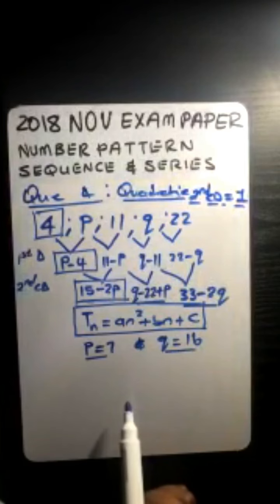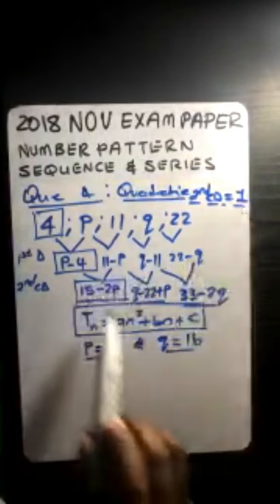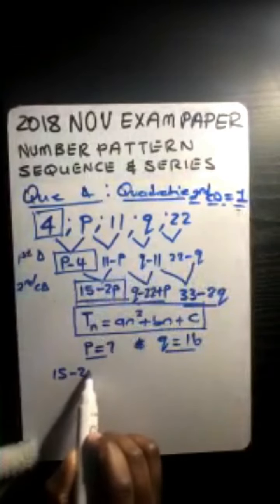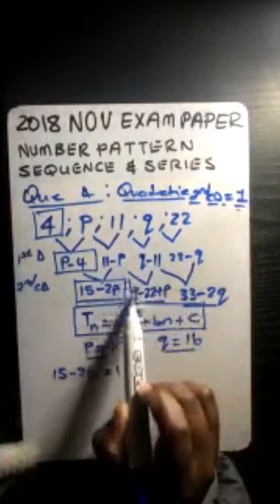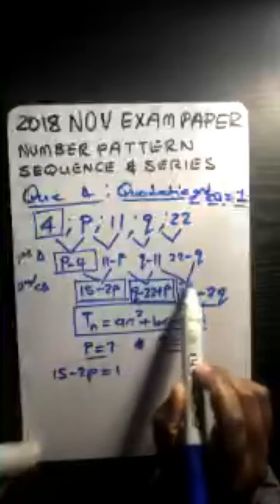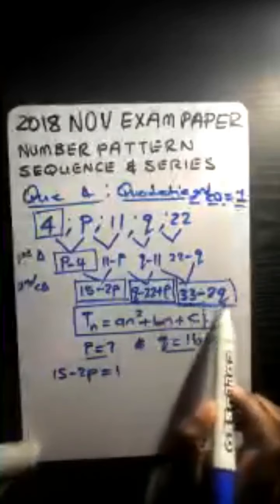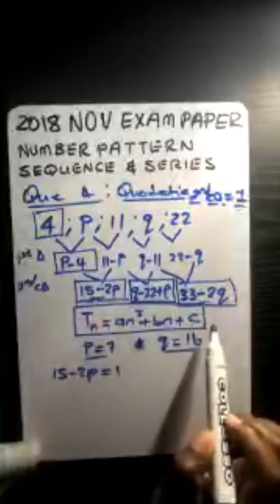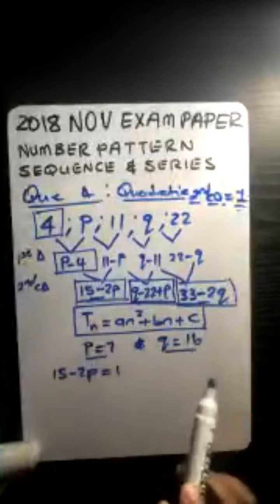I do know very well that the second common difference is 1. So that means I can equate this to 1. So that means 15 minus 2p can be equated to 1. So now, between these two, you need to be smart in terms of which one to equate to 1. You can see this one has a Q and it has a P, but this one just has a Q. So maybe let's equate this to 1 and that to 1 and check. We can find the P value 7, the Q value being 16.